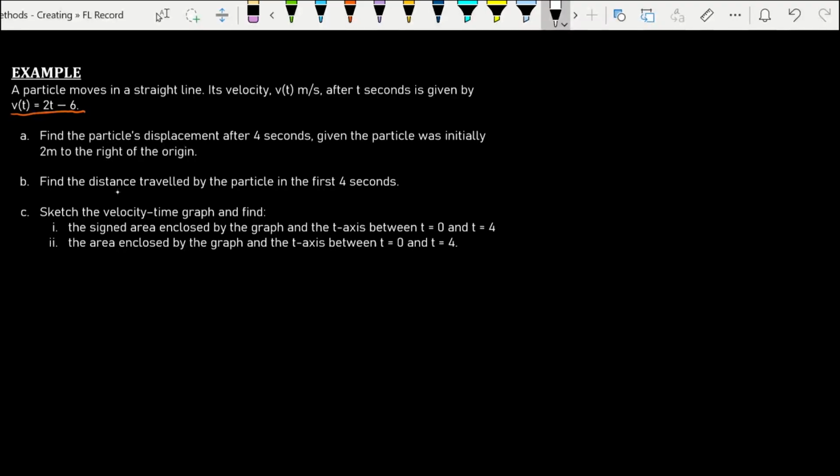It wants us to find the distance traveled. Okay, I'm going to highlight that one. The distance, so that's the signed area, as we saw, in the first 4 seconds. And then we're going to sketch a velocity time graph and really analyze our solution. So let's start with the first one here. The displacement is equal to the integral of velocity.